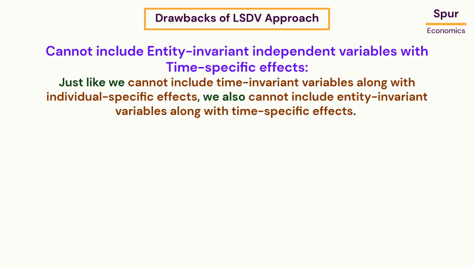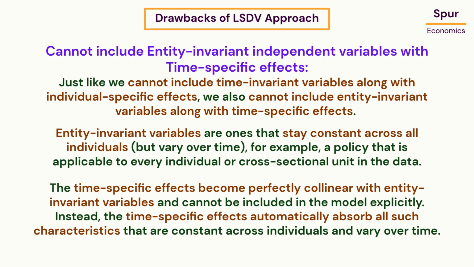Just like we cannot include time-invariant variables along with individual-specific effects, we also cannot include entity-invariant variables along with time-specific effects. Entity-invariant variables are ones that stay constant across all individuals, for example, a policy that is applicable to every individual or cross-sectional unit in the data. The time-specific effects become perfectly collinear with entity-invariant variables and cannot be included in the model explicitly. Instead, the time-specific effects automatically absorb all such characteristics that are constant across individuals and vary over time.